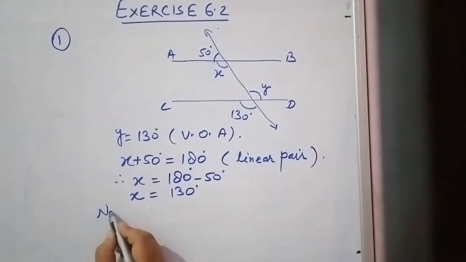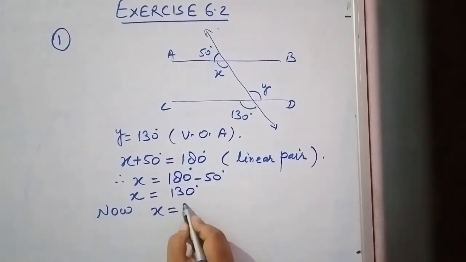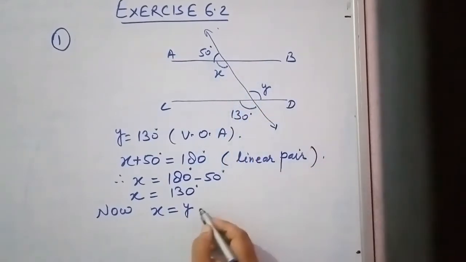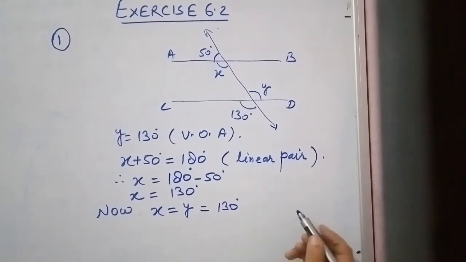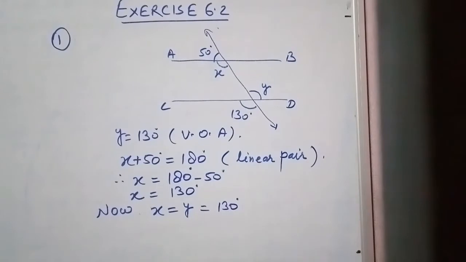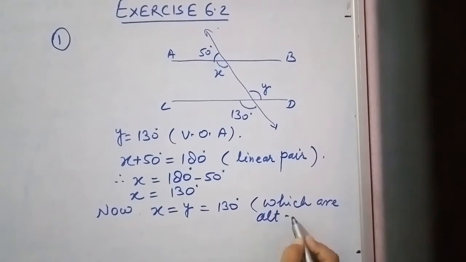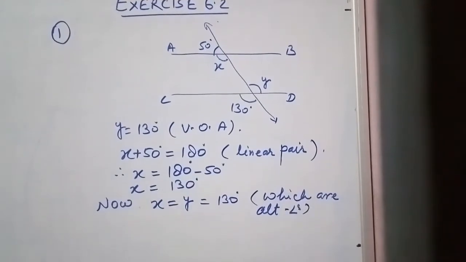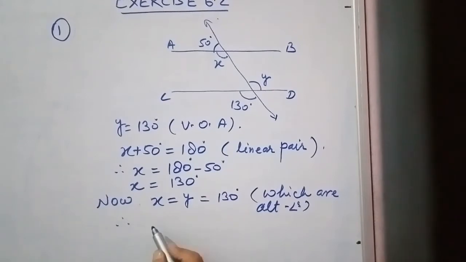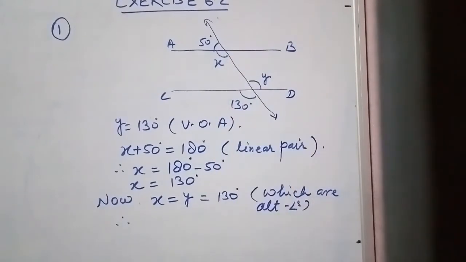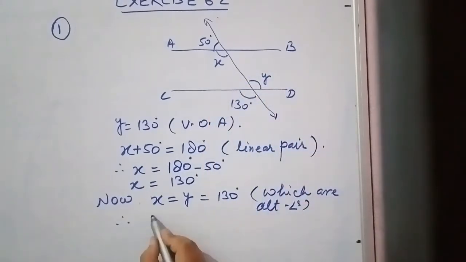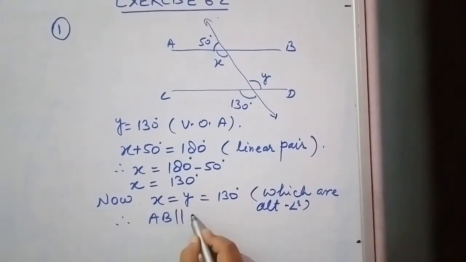Now X equal to Y equal to 130 degrees, and these are alternate angles. X and Y are alternate angles. Therefore, if alternate angles are equal, it means the lines are parallel. So AB is parallel to CD.